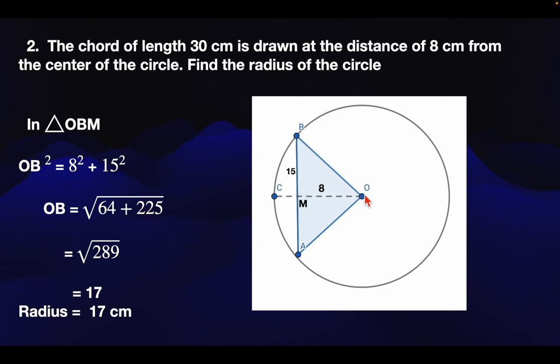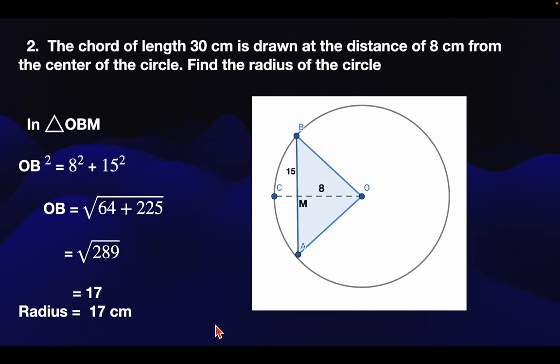Now we have to find the radius, which is the hypotenuse of this triangle. So hypotenuse is square root of 15 square plus 8 square. That is square root of 289. That is equal to 17.